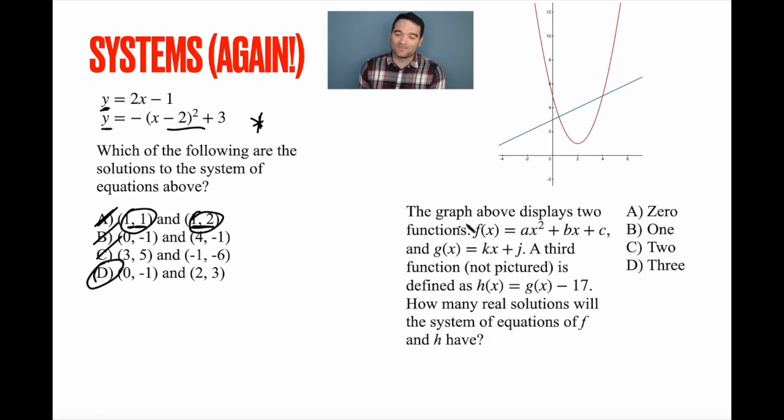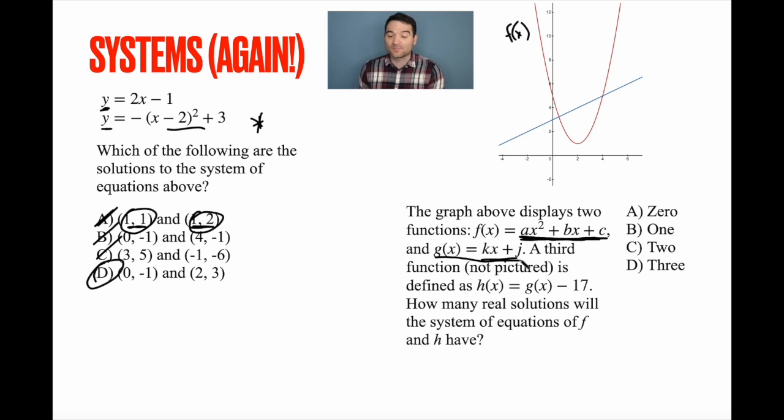Okay, so let's look at this one. The graph above displays two functions. F of x equals ax squared plus bx plus c, and g of x equals kx plus j. Now I'm going to pause right here. You might say, well, they're not labeled, are they? They don't have to be. You can look at just the format of both of these equations and know which one is the parabola and which one is the line. This is in quadratic form, ax squared plus bx plus c, so that tells us it is a parabola, right? So this equation, or this graph right here, is f of x.